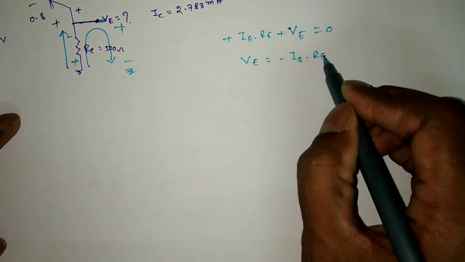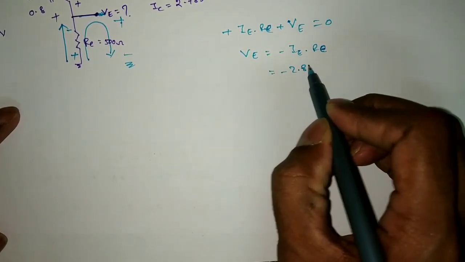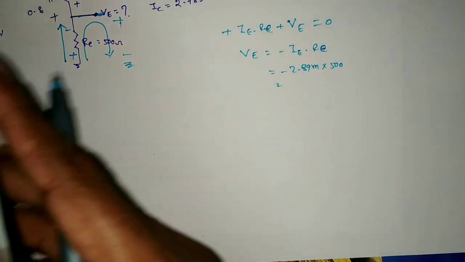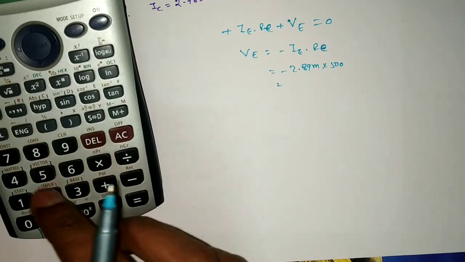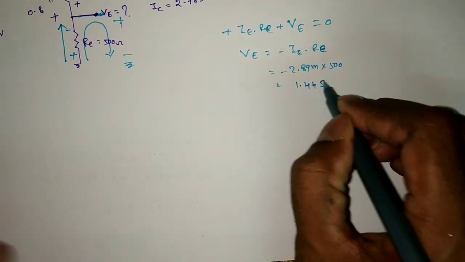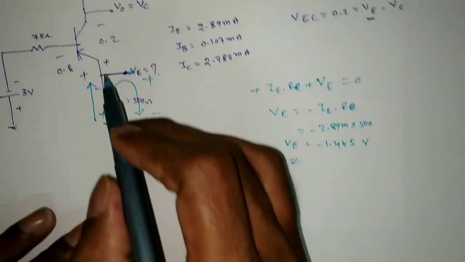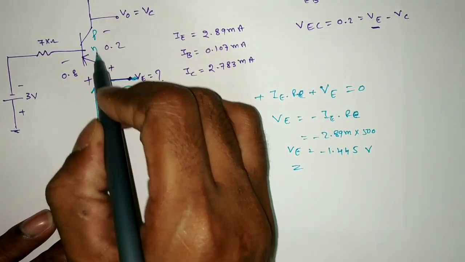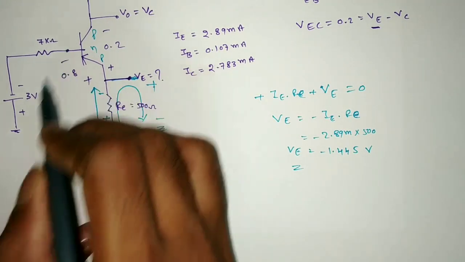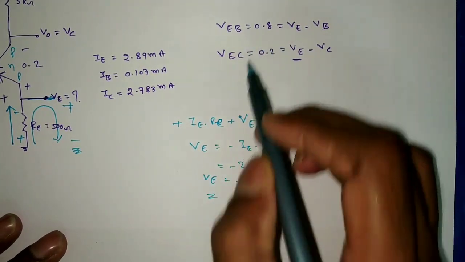What is small RE? Yeah, small RE. So minus 2.89 milli into 500 ohms. So 2.89 into 500, milli means, 1.445 minus volts. This is VE. Now here you may get doubt. Actually in PNP transistor, emitter should be more compared to the base. So for that I should find VB also to cross check whether VEB will be 0.8 or not.